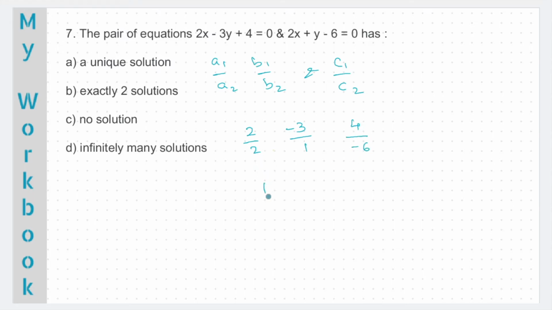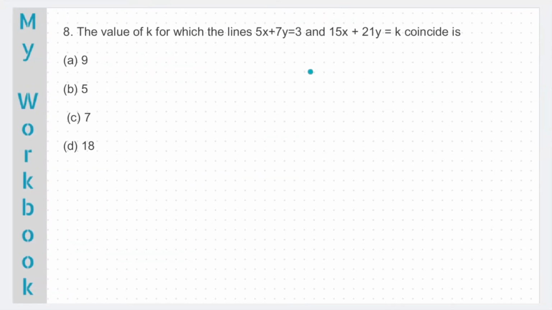So 2 by 2 will be simplified to 1, minus 3, and 2 by 3, minus 2 by 3. Now we see that none of them are equal. So we can say a1 by a2 is not equal to b1 by b2, which means the lines are intersecting with each other. So we have a unique solution. So answer is 7A, unique solution.